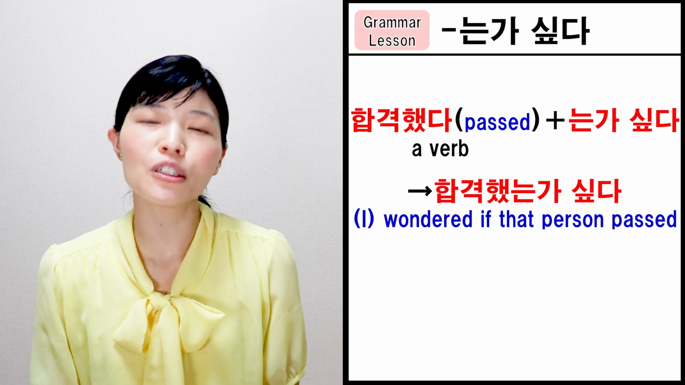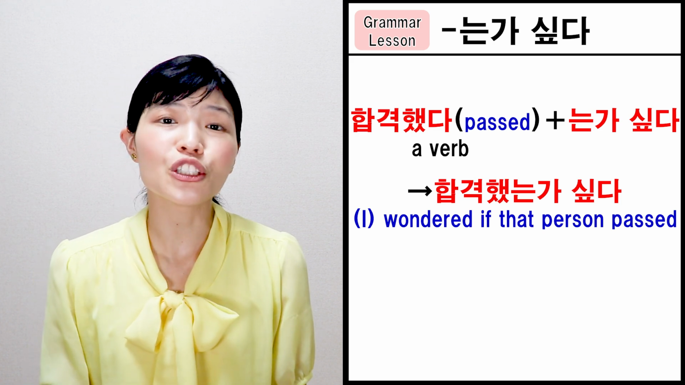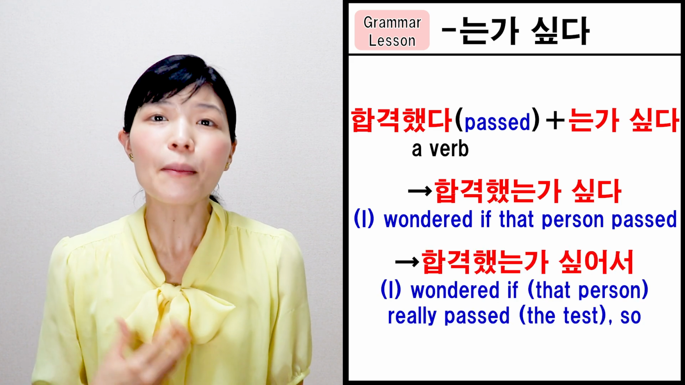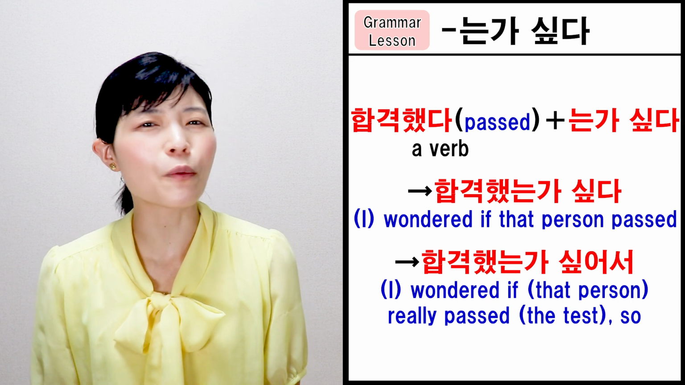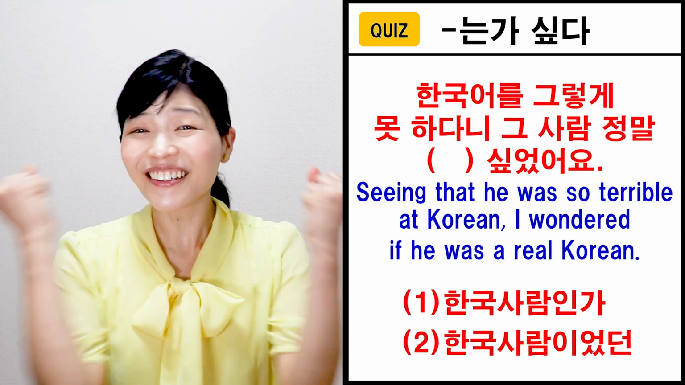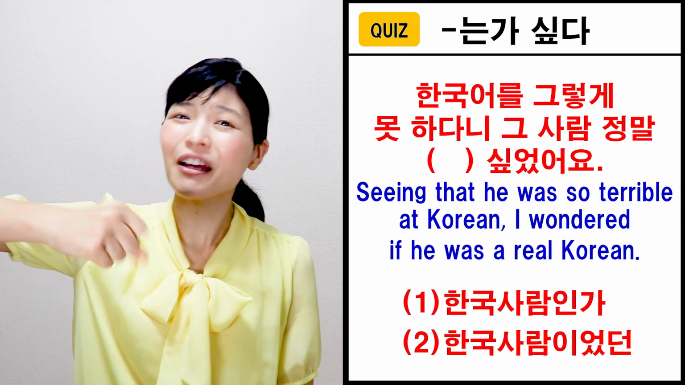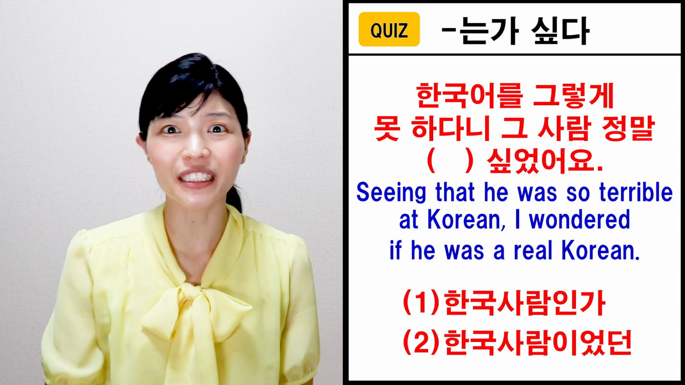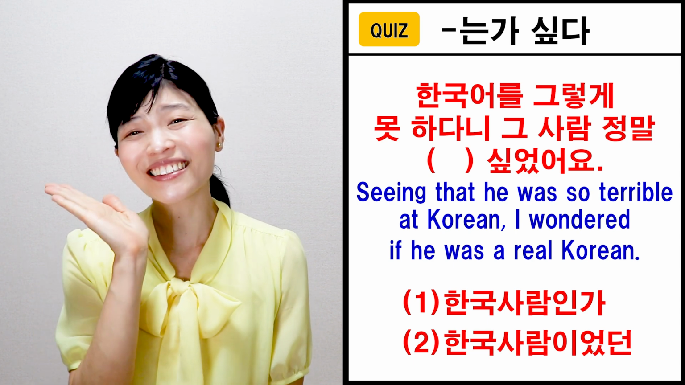In addition, you want to make it as a reason. Thus, you add 어서 to make 합격했는가 싶어서. I wondered if that person really passed the test. So, quiz! Now let's deepen our understanding by taking some quizzes. Which one is the correct answer?